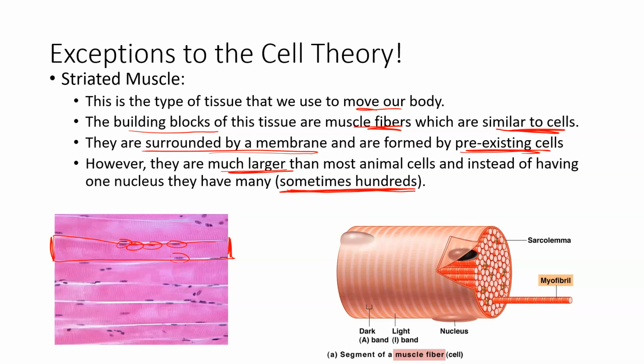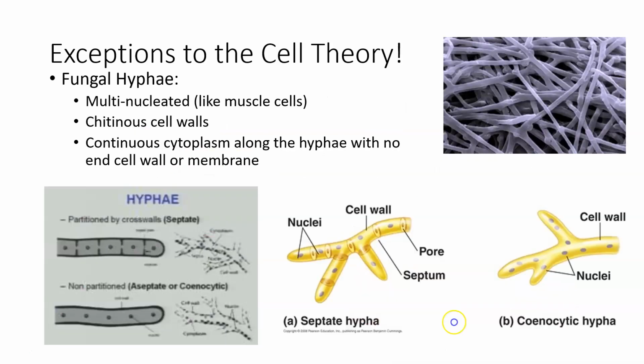Again, it has several things in common. It shares several similarities with other cells in that they are produced from pre-existing muscle fibers, just like other cells. They are surrounded by a membrane, just like other cells. They have organelles and a nucleus, just like other cells, but they are much larger and they have multiple nuclei, which goes against what is traditional for our understanding, especially related to the cell theory. So those are an exception. Another exception to cell theory is this fungal hyphae.